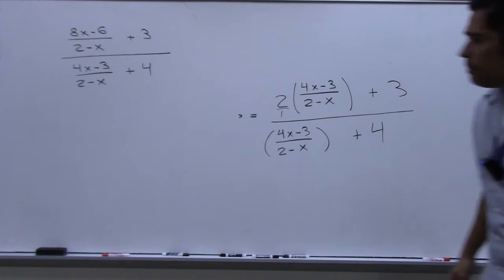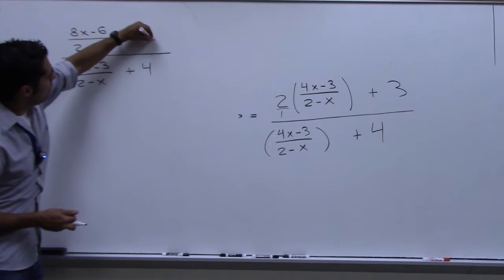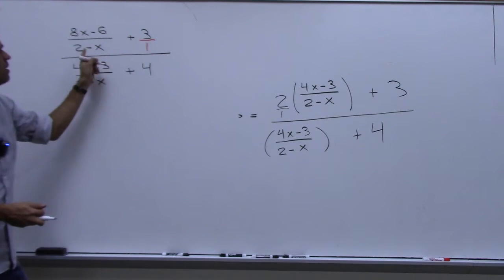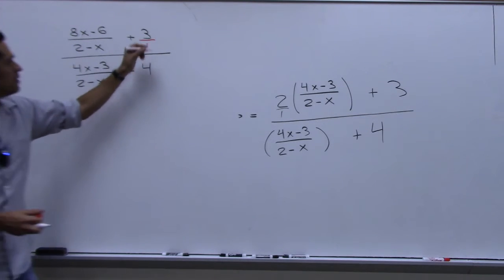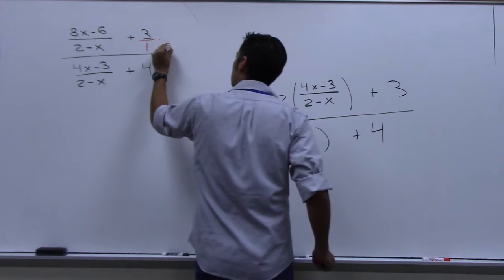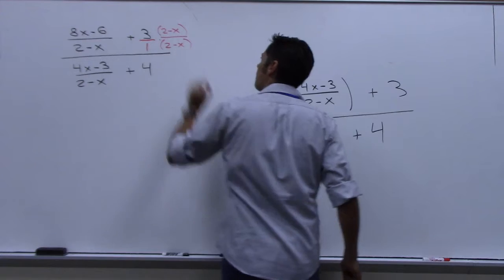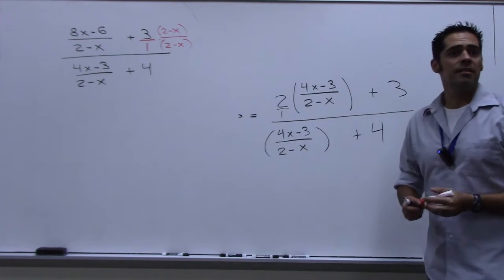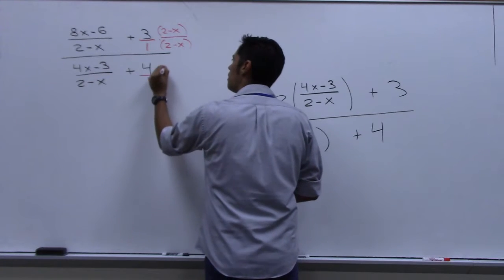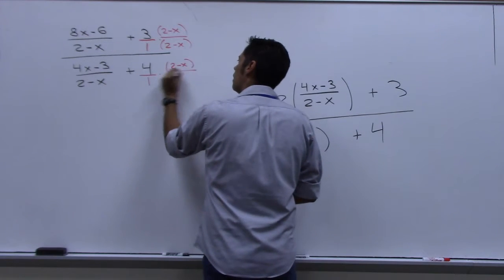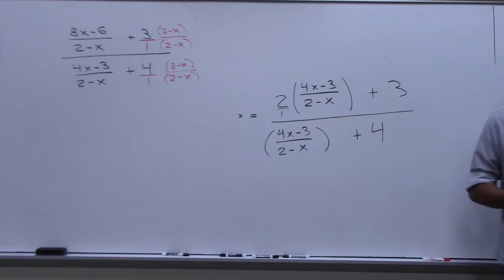So look up on the numerator here. This is like a 3 over 1 right here. I'm going to get a common denominator between these two of 2 minus x, which means I have to multiply the top and bottom here by 2 minus x over 2 minus x. I will do the same exact thing in the denominator to get a common. So this will be 4 over 1, so I multiply top and bottom by 2 minus x. Do you all understand what I'm doing? Trying to get a common denominator?